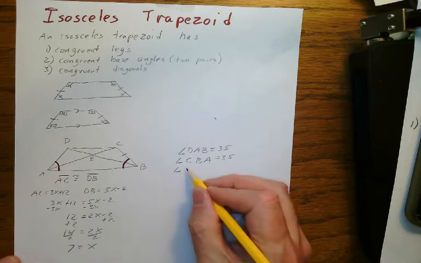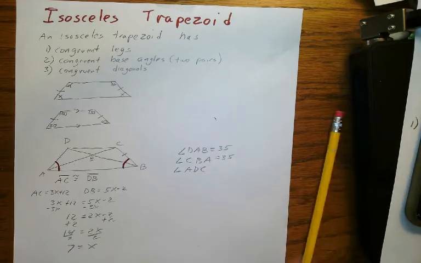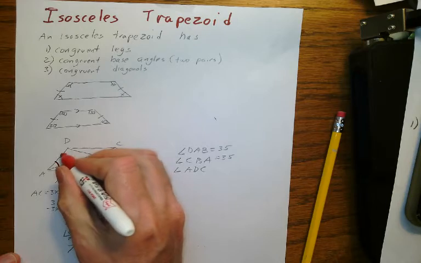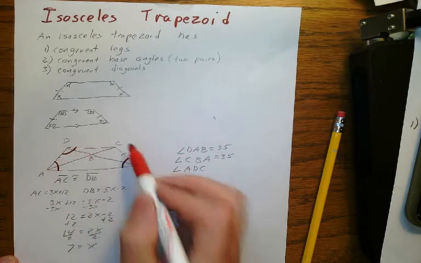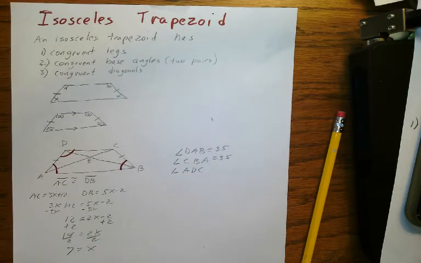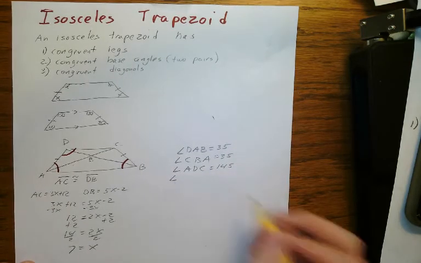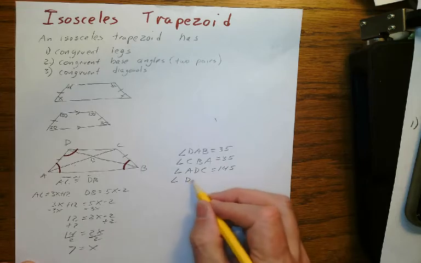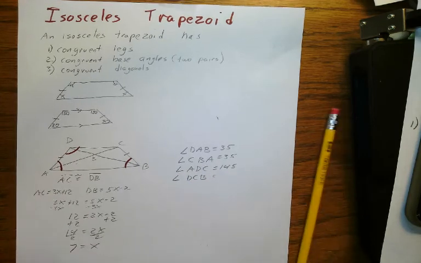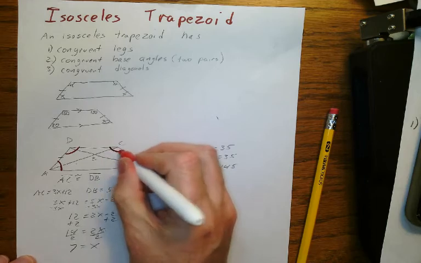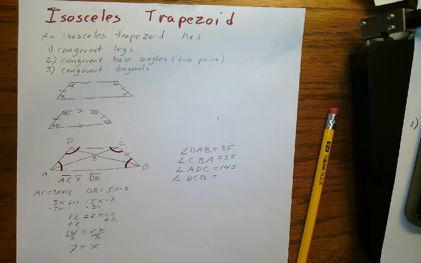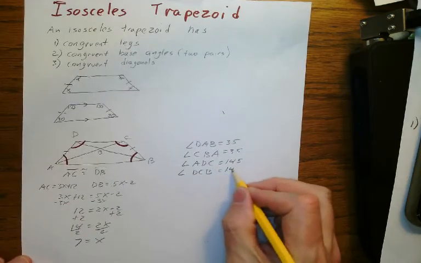What is angle ADC? ADC is that angle right there, ADC. That angle is going to be supplementary to the angle that measures 35. So what's 180 minus 35? 145. And you can maybe guess what the last angle I'm going to ask you, DCB. DCB is right here, and the two top base angles are also equal, 145.